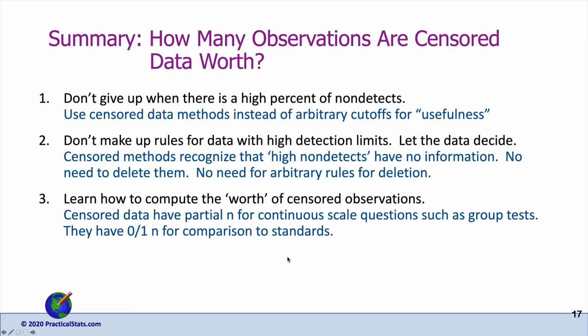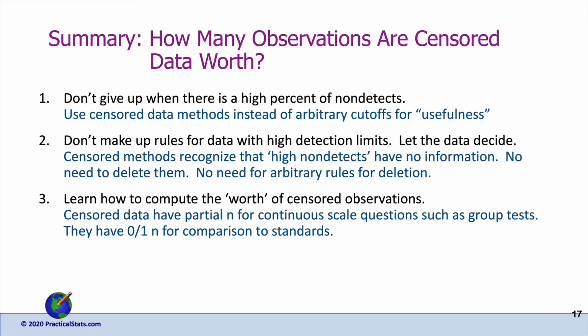So to summarize, don't give up when there's a high percent of nondetects. There are many procedures, especially if you're using good censored data methods, that can find differences between groups at 80% censoring, as this example showed earlier. So don't have arbitrary cutoffs of percent censoring above 60% or 70% or whatever number you're going to pick out of the air, above which it's not worth doing anything. There's still a lot of usefulness in censored data, even at maybe 80%, 90% if you use good methods.